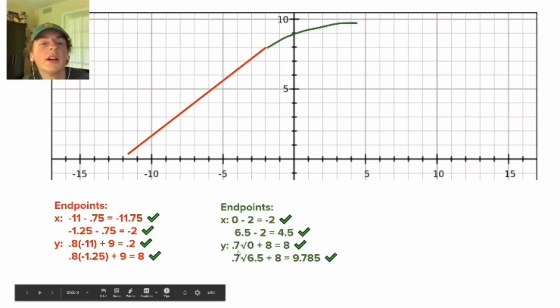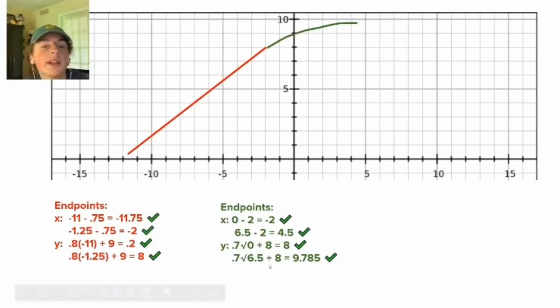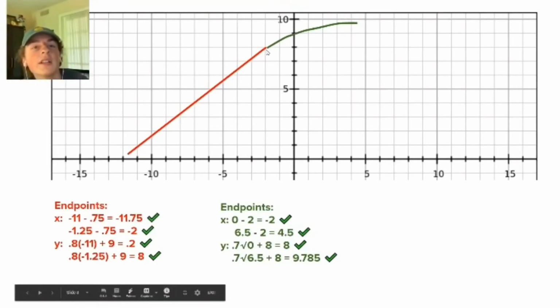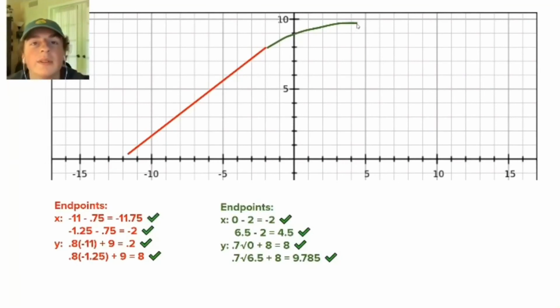This was 0.7 times radical t plus 8. So you plug in the 0, which is the left endpoint of the t values, and you get 0.7 times radical 0 plus 8. The 0.7 times radical 0 cancels, which leaves you with just 8. Again, that's right at 8. So check mark. 0.7 times radical 6.5 plus 8 for the right endpoint gives you 9.785, to 3 decimal place accuracy. And if you look at the y value of the right endpoint, it is right around 9.785-ish. So another check mark, bingo. So yeah, those first two are approximated pretty well. Let's go to the third part.